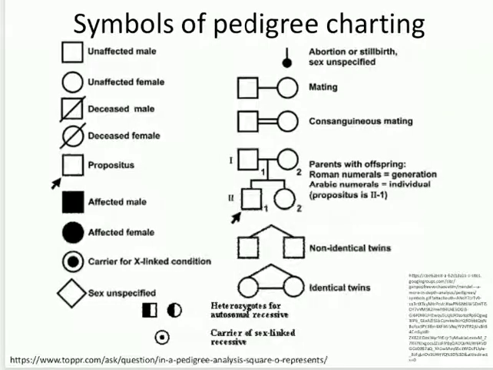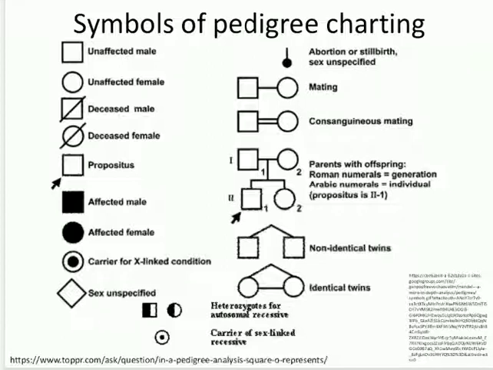For that, you should know about the symbols of pedigree charting. So you can see on the left side, if you put a blank square, that is unaffected male, and if you put a blank circle, that is unaffected female. If you cross the square, that means the male is dead, and if you cross a circle, the female is dead. So just leave the fifth symbol, come to the sixth symbol.